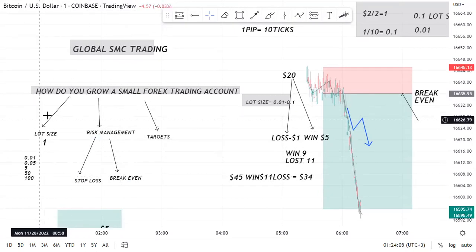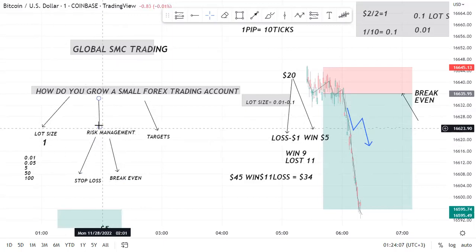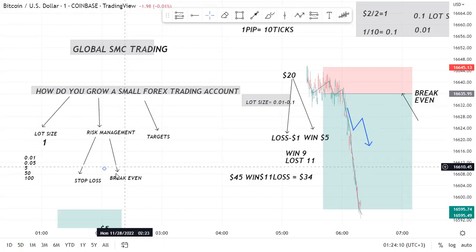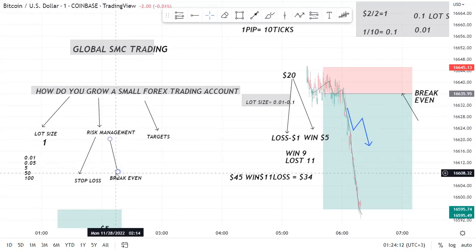So after that, there's something that we call risk management, which is here. Risk management is the way you manage your money, your account, or your equity, as everything is happening on the forex trading account.